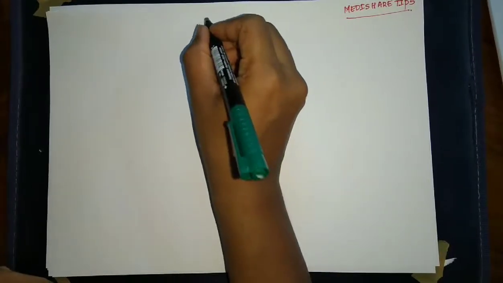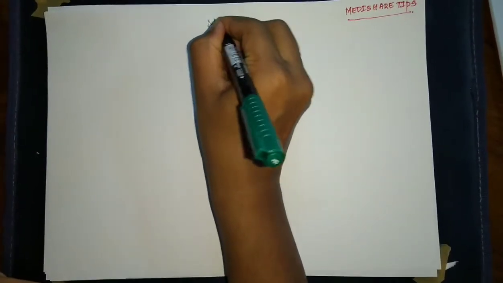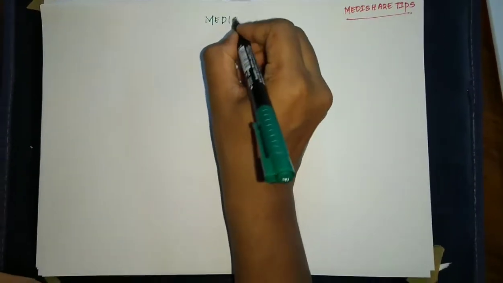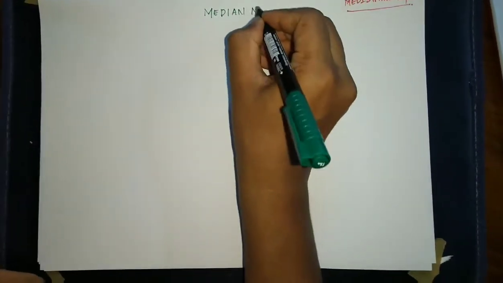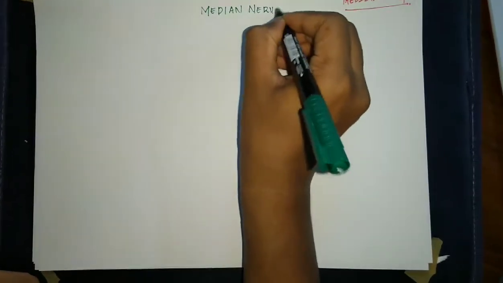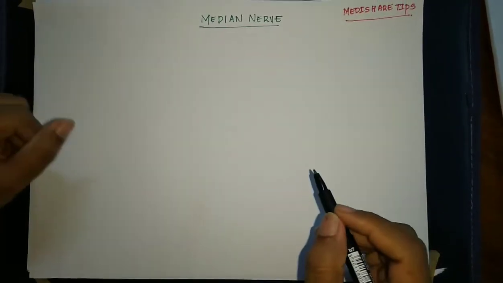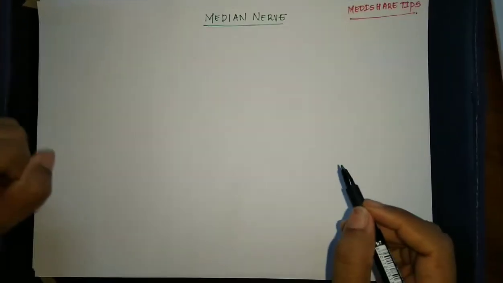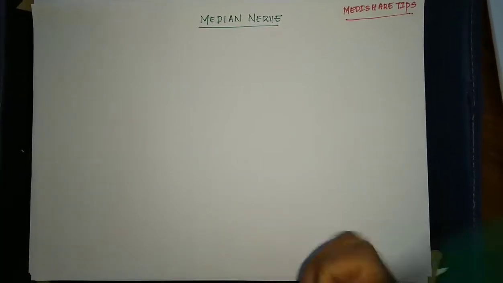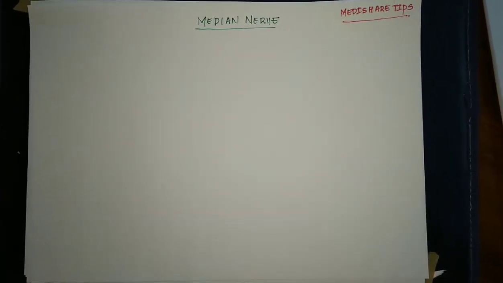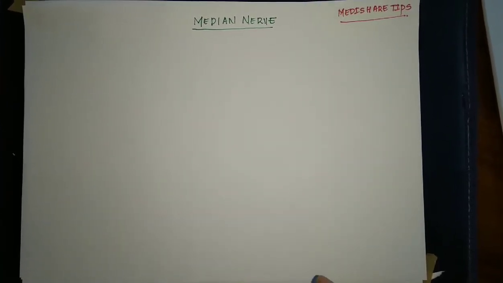It's about the median nerve. Know that the median nerve is an important nerve of the anterior compartment of the upper limb. So let's discuss the formation of the median nerve.